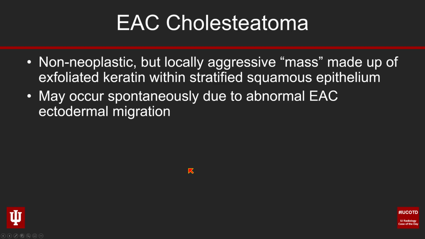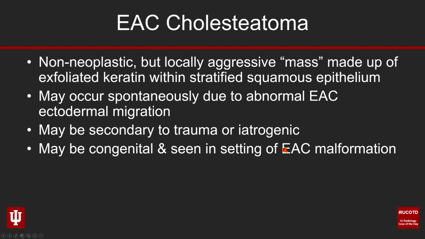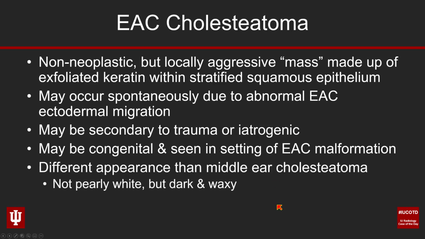Now, these can occur spontaneously, and that may be due to abnormal EAC ectodermal migration. They can be secondary, either to trauma, or sometimes you'll see it in an iatrogenic setting. And they can also be congenital, and when they're congenital, that's very rare, but it can be seen in the setting of an external auditory canal malformation. So a hypoplastic EAC that doesn't exfoliate in a correct manner, and you get that keratin trapped there.